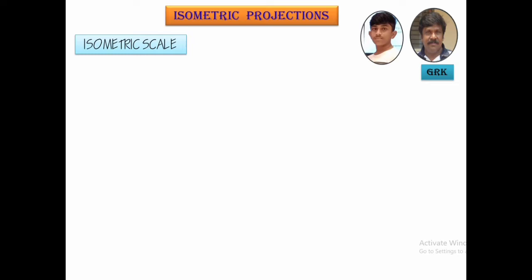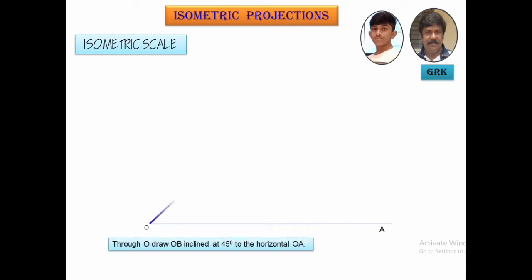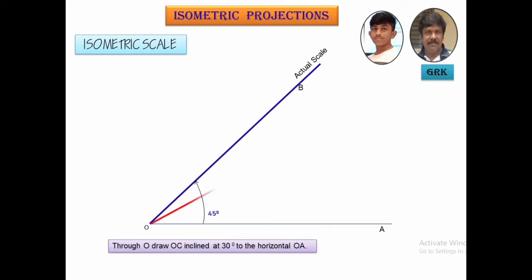Let me teach you how to draw the isometric scale. This is very important to get the isometric projections of any of the models given. First, you draw a horizontal line OA at any one side of the sheet, preferably at the top right hand corner. Then draw a 45-degree line OB, which will be where you are going to mark the actual scale, either in centimeters or in millimeters.